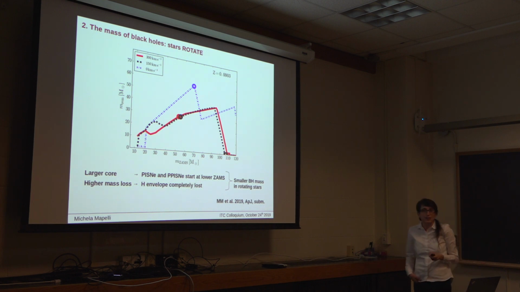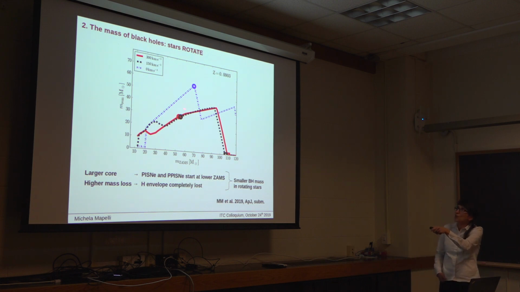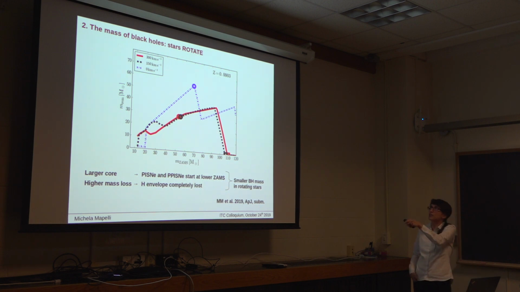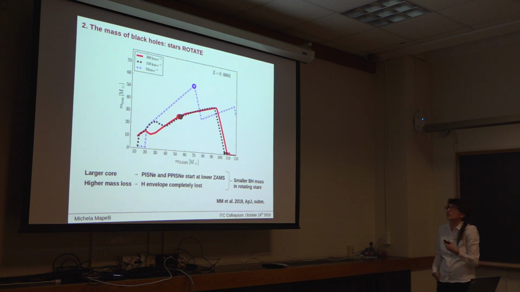And the second thing is that rotation enhances mass loss in stars, and then the entire hydrogen envelope is gone by mass loss, even at this metallicity, which means that here, this very massive black hole comes from the collapse of the entire star, including some hydrogen envelope which is left, while this does not include any hydrogen envelope.